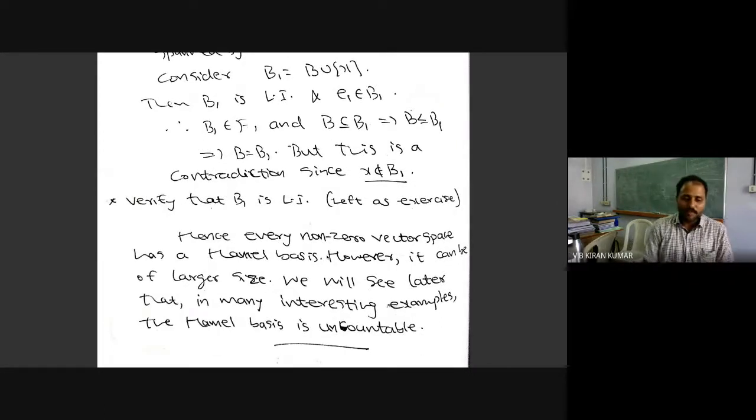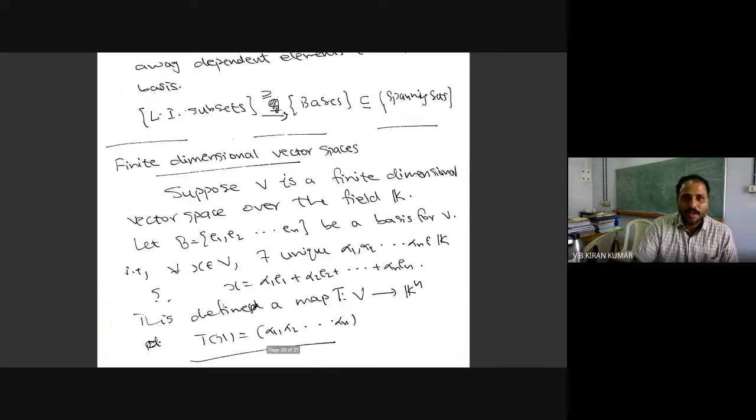Even though this result tells you that there exists a Hamel basis for every non-zero vector space, it does not tell you how to compute that Hamel basis, and it does not give you any hint about the cardinality of the Hamel basis. In fact, in most of the interesting examples, this Hamel basis is not going to be useful. That's what we are going to see.